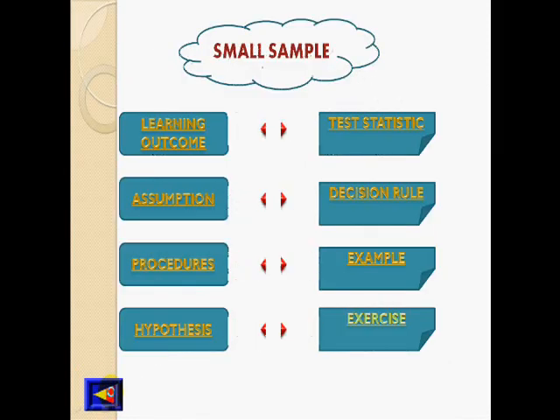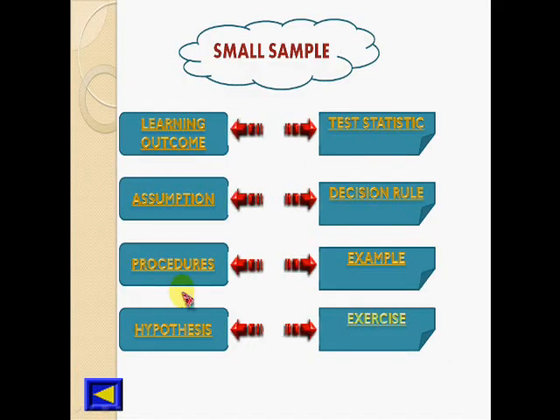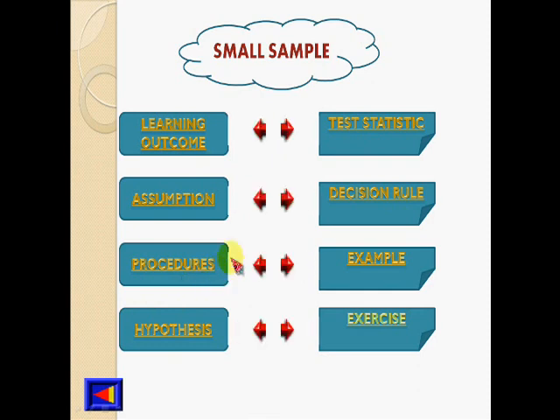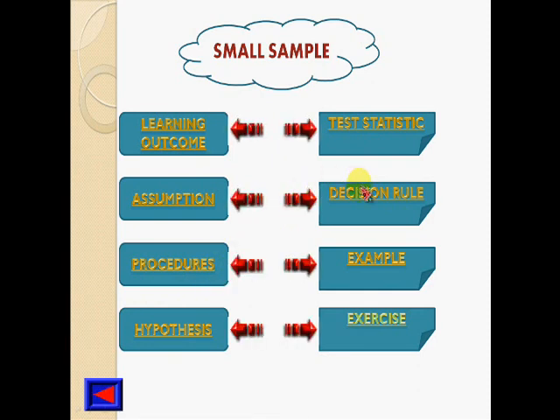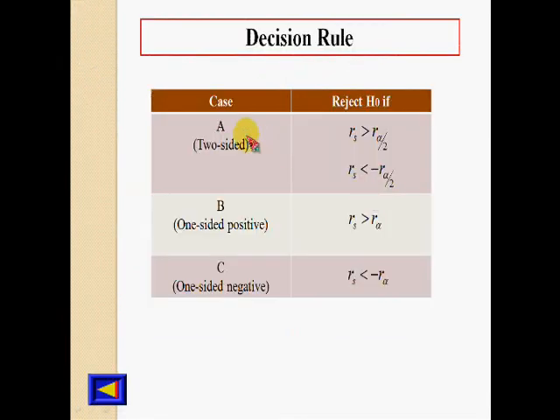Then the final step in the small sample is how to make the decision rule for the Spearman rank correlation coefficient. For case A, two-sided: Rs greater than R alpha over 2 or Rs less than -R alpha over 2. For case B, one-sided positive: Rs greater than R alpha. For case C, one-sided negative: Rs less than -R alpha.